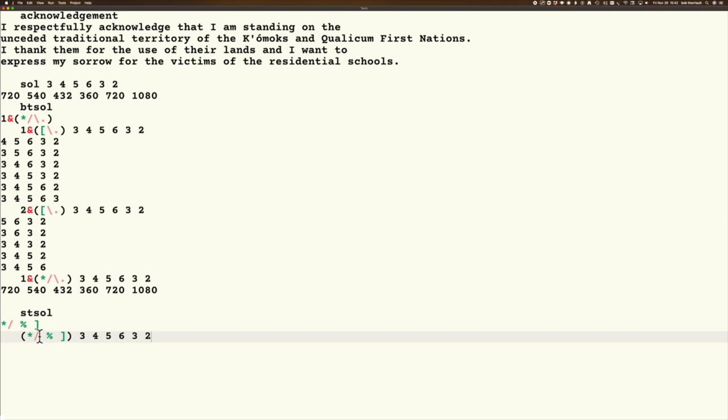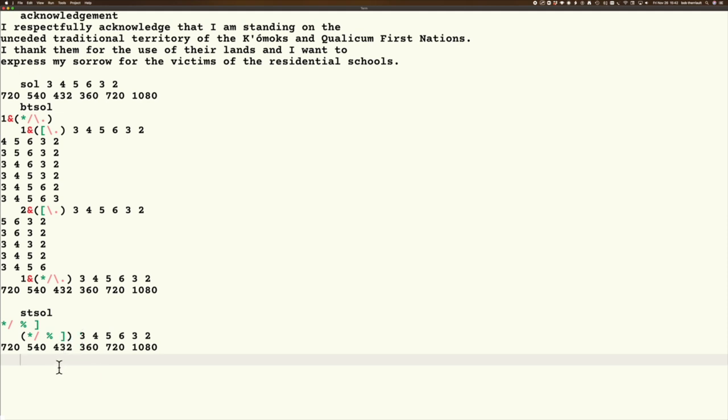This verb will do a multiplication across this entire argument. Notice I'm not dropping anything at this point. And then the result of the whole multiplication divided by each number in its turn gives me the answer. So there's the answer. So how does this work? Well, you might have already figured it out.